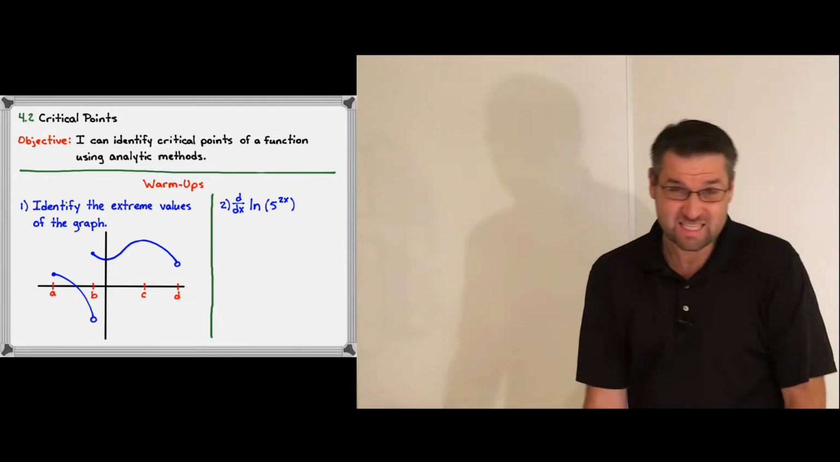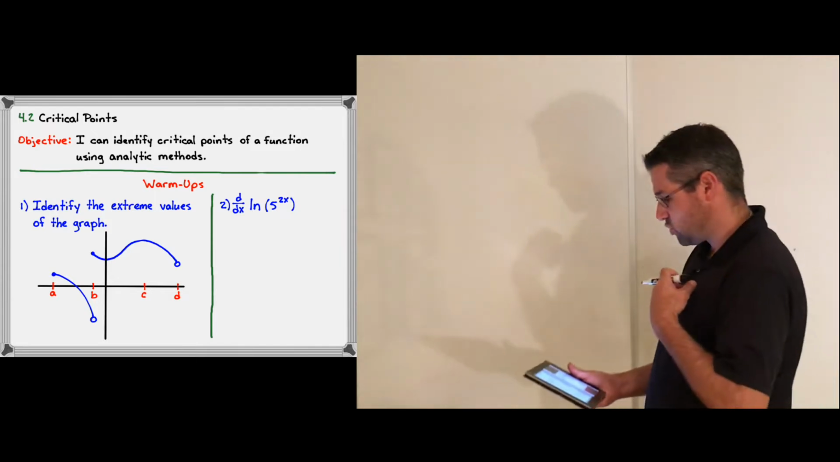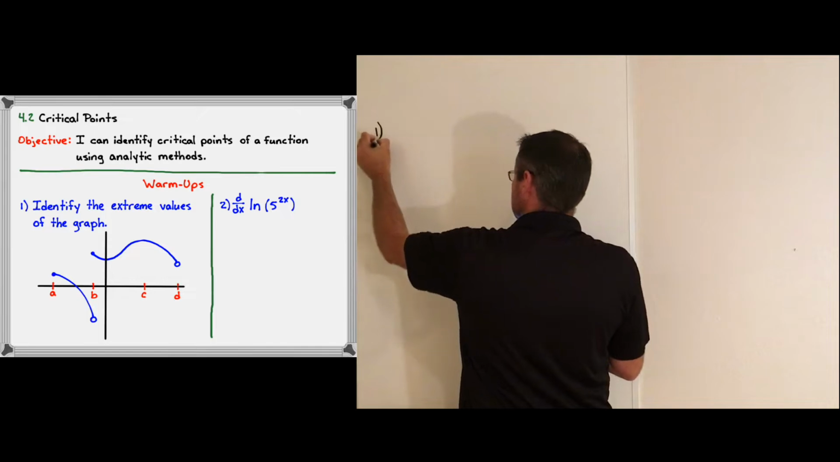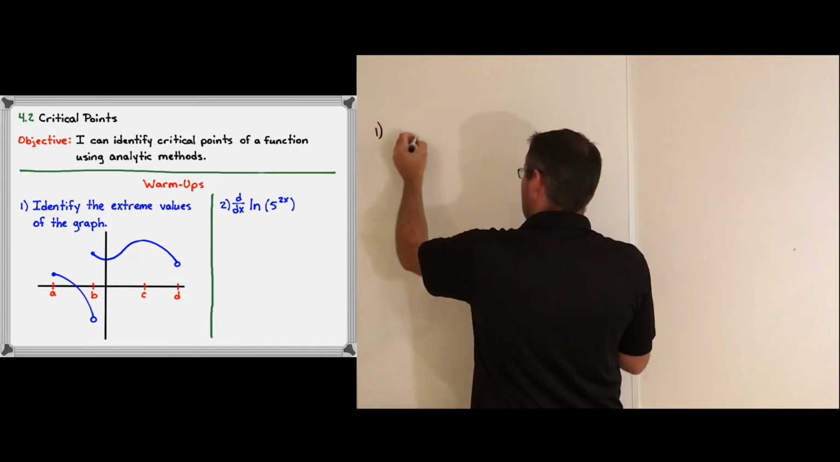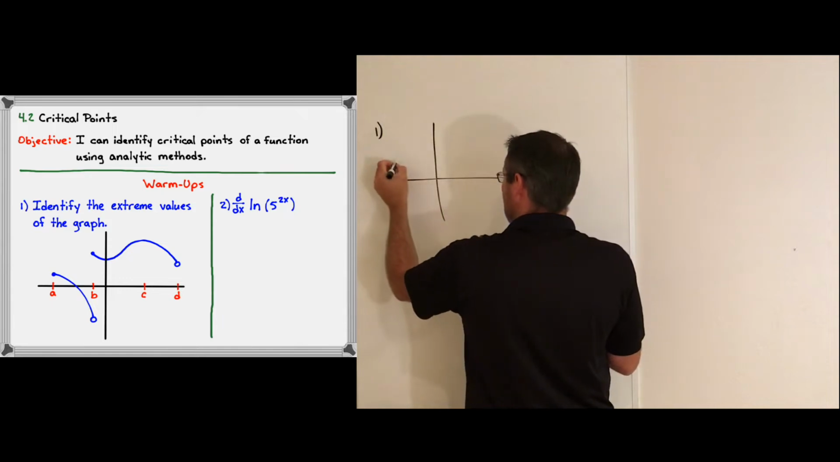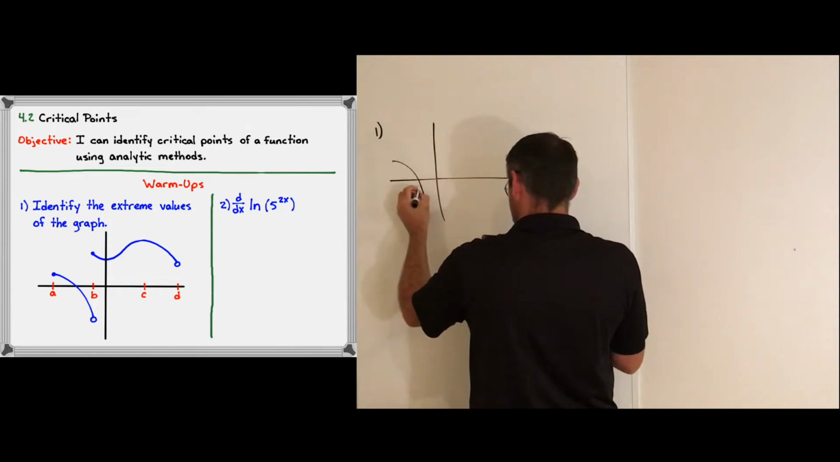Number one, it says to identify the extreme values of the graph. So I'm going to go ahead and graph this function up here so I have something to refer to. We have the graph of a function. We could call it f or g or something like this.